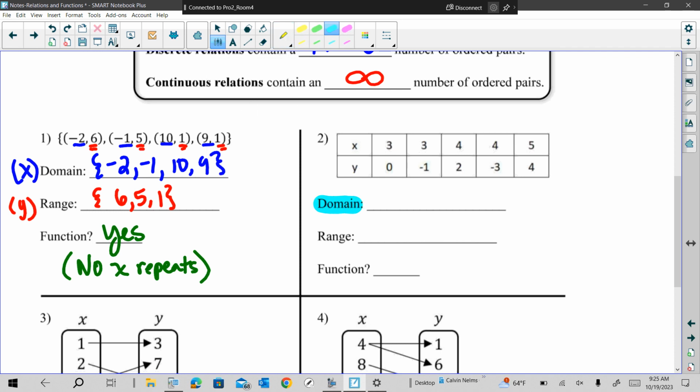I'm going to make my domain the x's. I'm going to highlight that one color. Notice that in a table that is going horizontal, the first row represents the domain. First row is the domain. The second row will be the range.